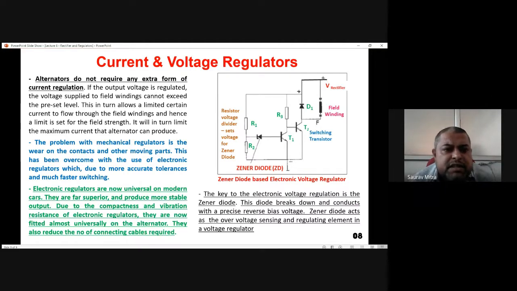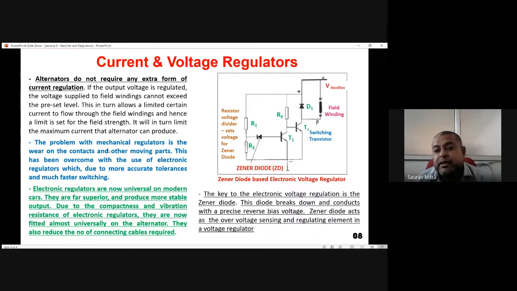So if the alternator output voltage is regulated, then the voltage supply to the field winding cannot exceed the preset level. Okay. This in turn allows a limited current to flow through the field winding, and hence a limit is set for the field strength. So that is the same thing. If we can control the alternator output voltage, the output of the rectifier will be controlled. In that case, the current flowing through this field winding also will be controlled, and there will be no overcharging, no gassing created, and we will have a safe battery performance.